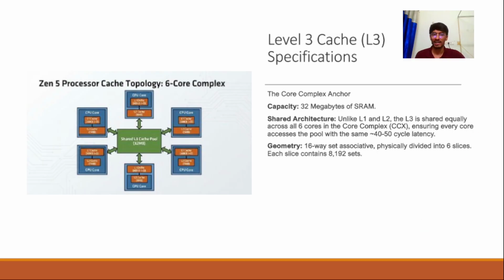Moving on to shared hierarchy, the L3 cache acts as a core complex sink with 32 megabytes of capacity. Unlike L1 and L2, it is shared equally among all six cores, providing a consistent 40 to 50 cycle latency. It is 16-way set associative, divided into six slices.